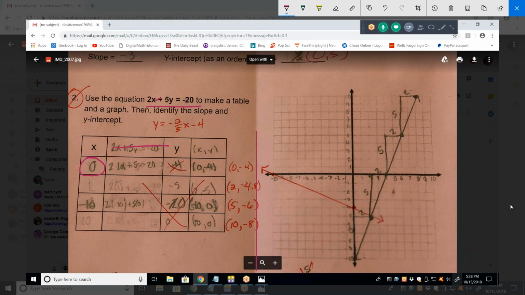And then, in other words, I'm not sure what this column is for. I guess that is to figure out what y is. Notice what you would have to do to fill in something here. You'd have to solve it for x. So you would solve it for x by 2x equals minus 5y minus 20, which means x equals minus 5 halves y minus 10. So that's what x is equal to.